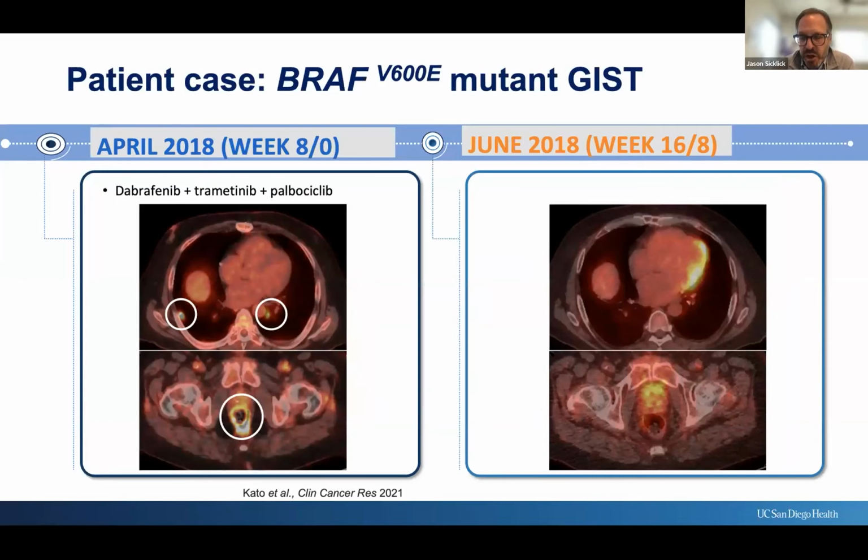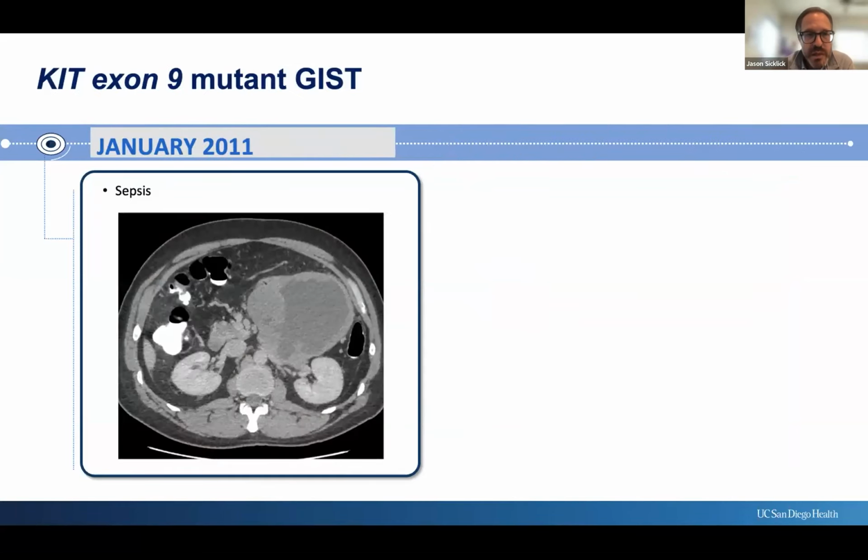And so starting to think about not just the standard targets that we've all been accustomed to thinking about, but targeting additional alterations as well. This is another example. This is a patient that presented with a very large GIST, as you can see there on the CT scan here.